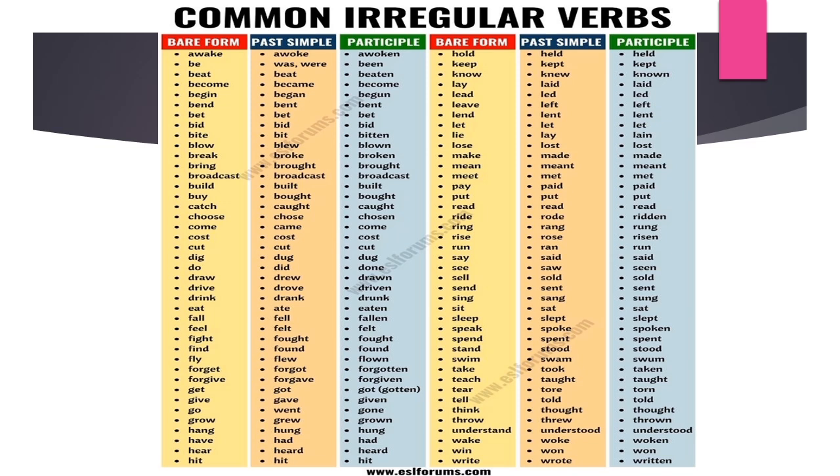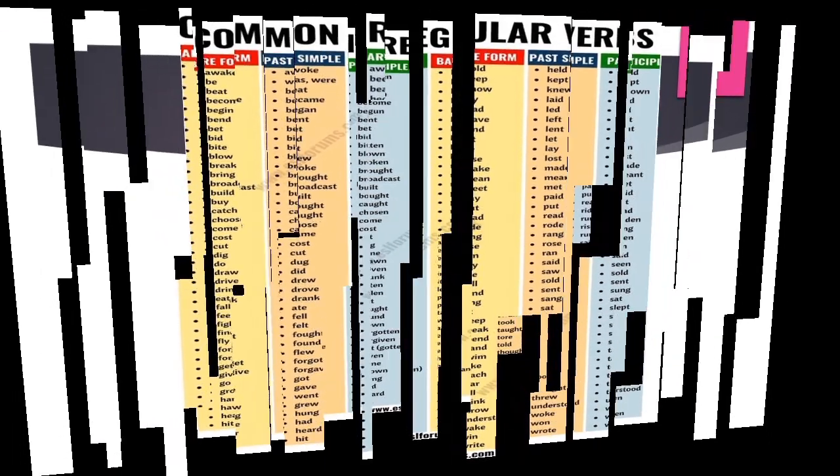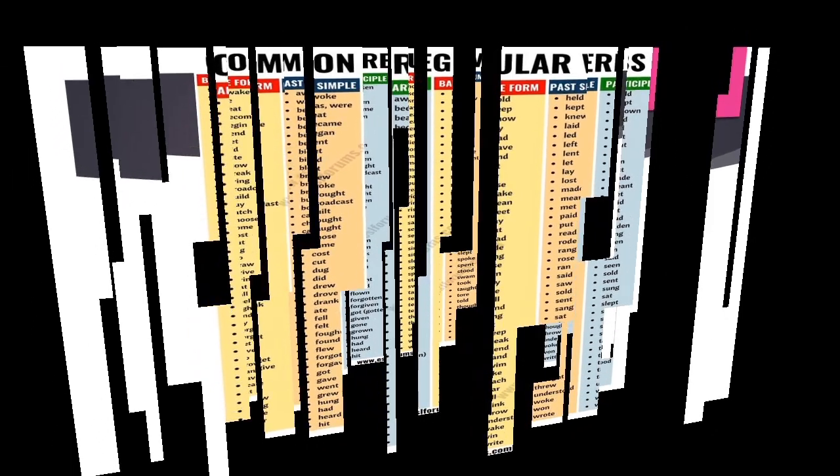Here are some common irregular verbs. For example, be, to become, was or were, get, got, go, went, have, had, pay, paid, read, say, said, sell, sold, and etc. You need to memorize them to be clear.